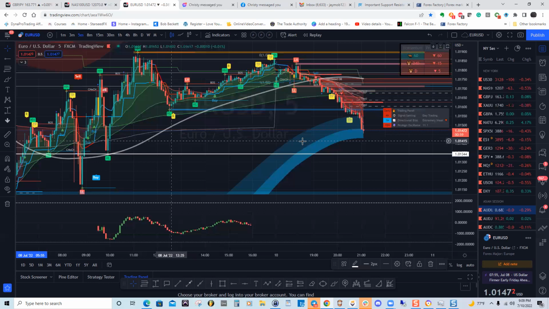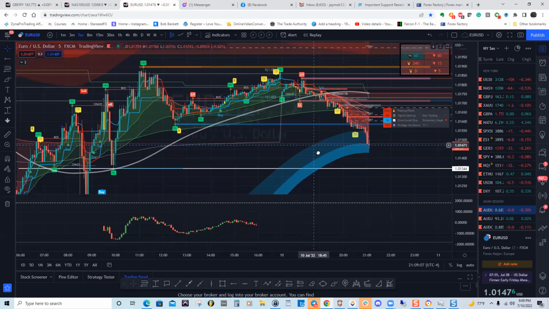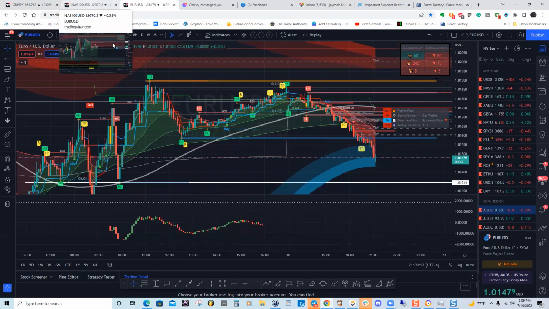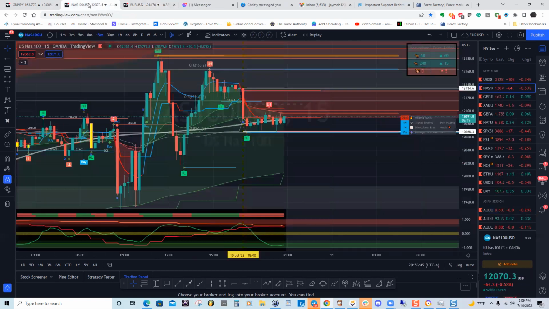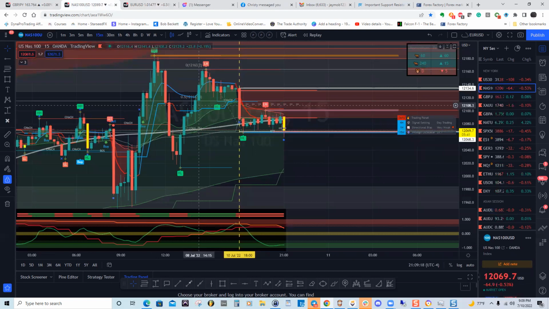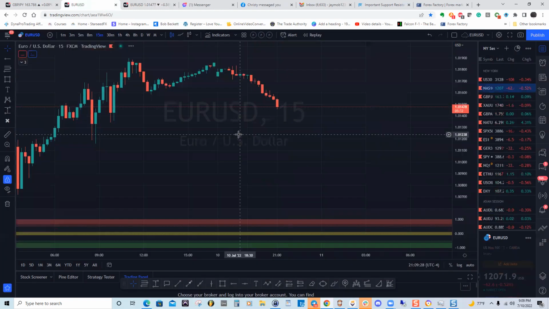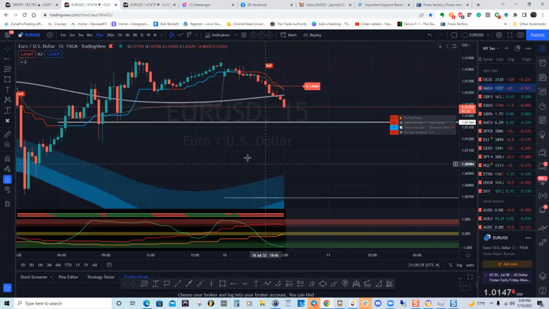See this little blue reversion band? When it hits here, that normally tells you that it's getting ready to reverse. That's like another feature. It doesn't always do that, but if it's deep in the bands, then it most likely will. Let me put up EU USD and see what it's doing. Yeah, see, it's getting ready to reverse, man.